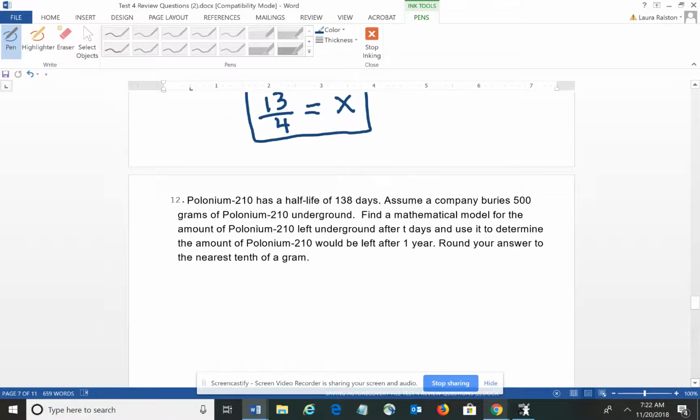All right, the last one, number 12, says polonium-210 has a half-life of 138 days. Assume a company buries 500 grams of polonium-210 underground. Find a mathematical model for the amount of polonium-210 left underground after t days and use it to determine what would be left after 1 year. And round your answer to the nearest tenth of a gram.